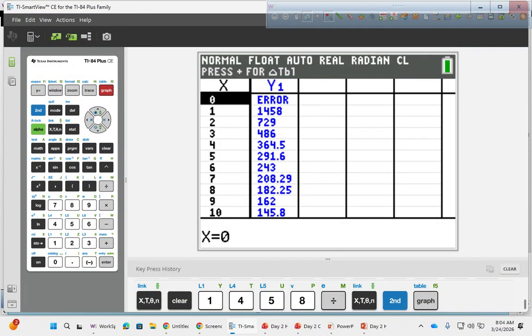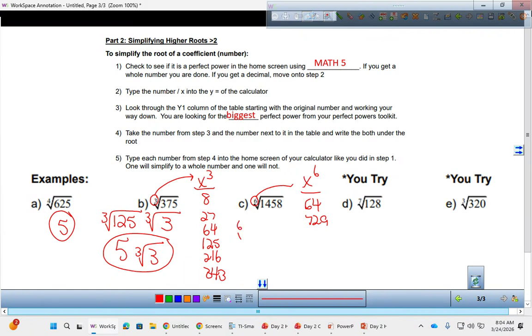So let's see what we've got. I see the 729, yes? So 729, and next to the 729 is a 2. So what this looks like when we write it out: the 6th root of 729, and the 6th root of 2.